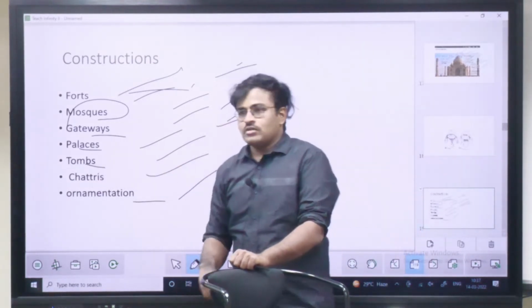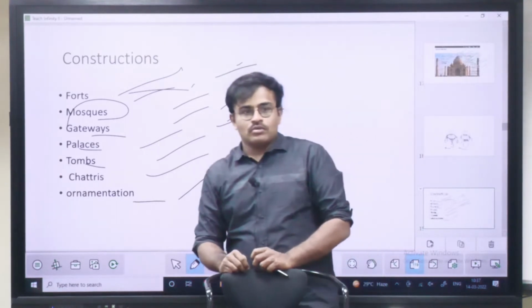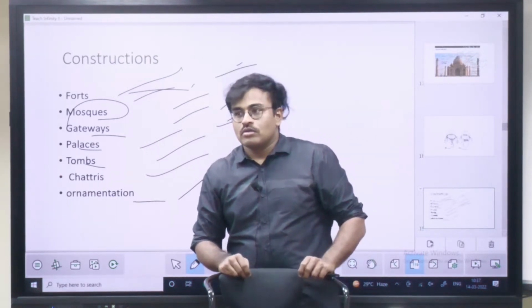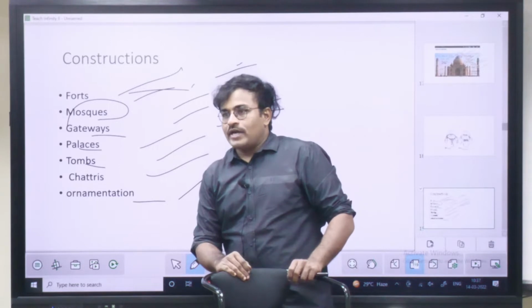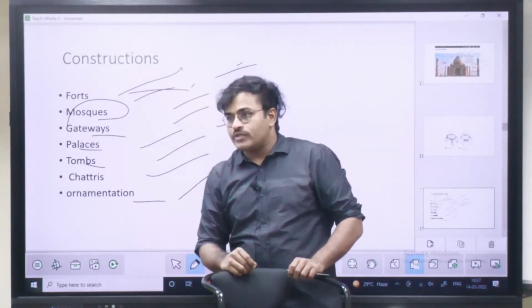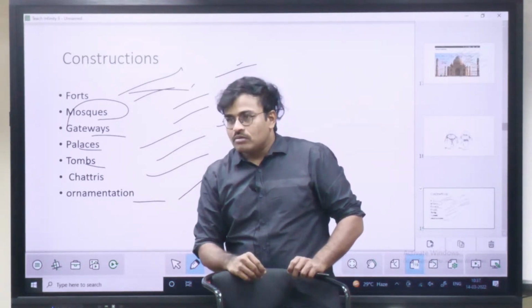Then tombs. Any prominent tomb structure? Humayun's tomb is one. And there are park-like enclosures also for tombs in some places like Gulbarga. No idea?